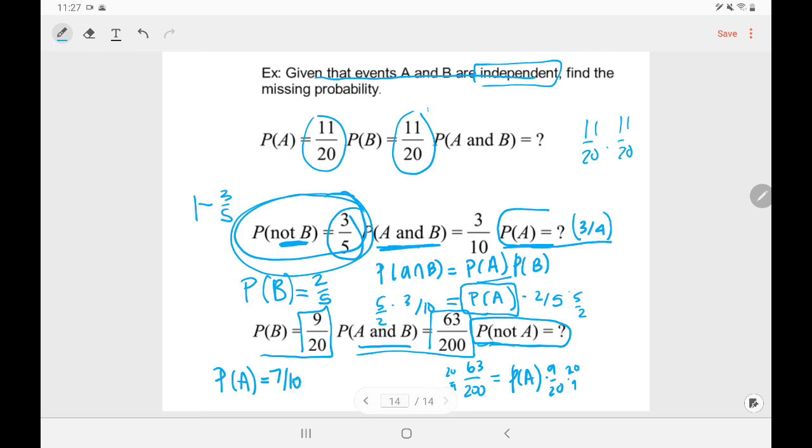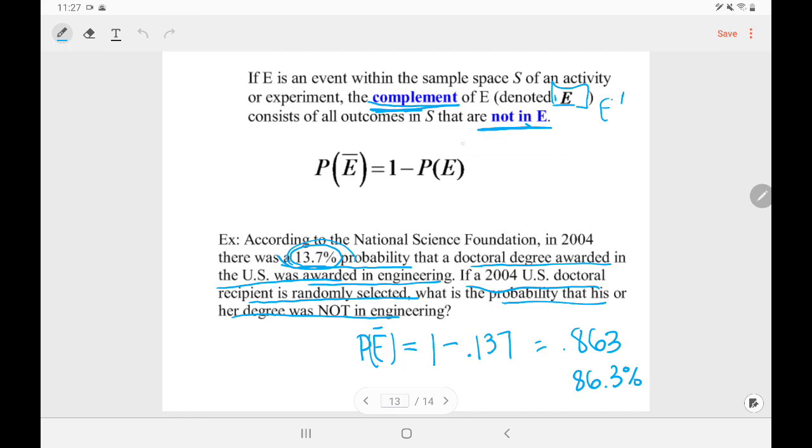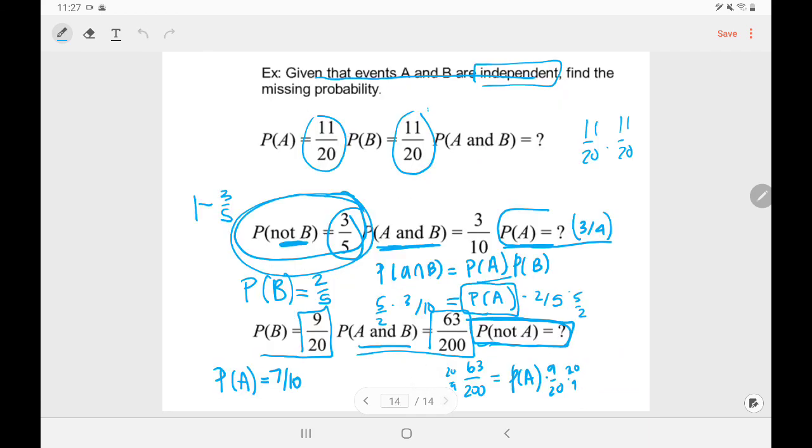So what's the probability of A not happening? Well, it's my complement rule. The probability of something not happening is 1, remember, that's 100%, which stands for all of the different possible outcomes, minus the probability of it happening. So 1 minus 7/10 is a grand total of, using the other notation, P(not A) is equal to 3/10.